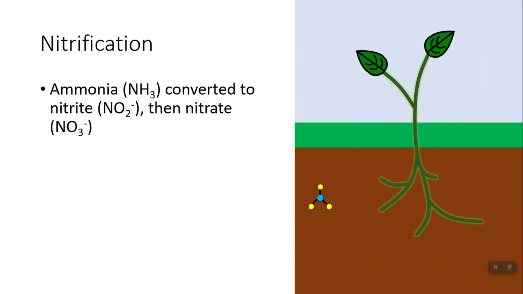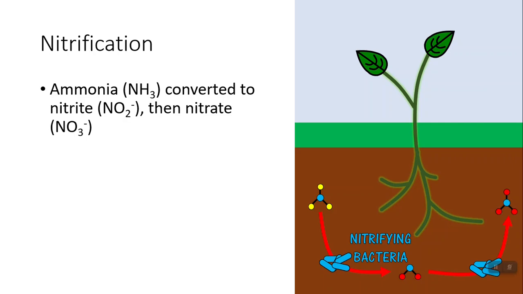Next process is nitrification. So you have ammonia that was produced by nitrogen fixation. More plants are able to take up nitrogen in the form of nitrites and nitrates, especially nitrates, than ammonia. So there are some bacteria called nitrifying bacteria that will take in ammonia and they'll produce first nitrite, and then some more of them are able to produce nitrate.